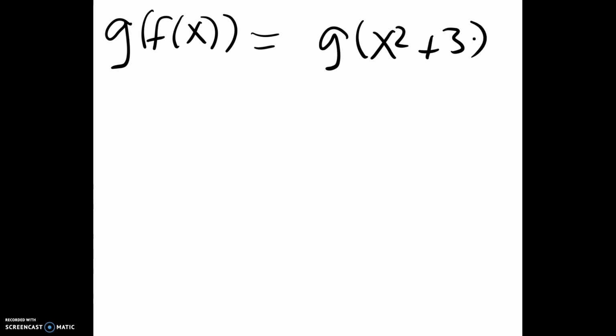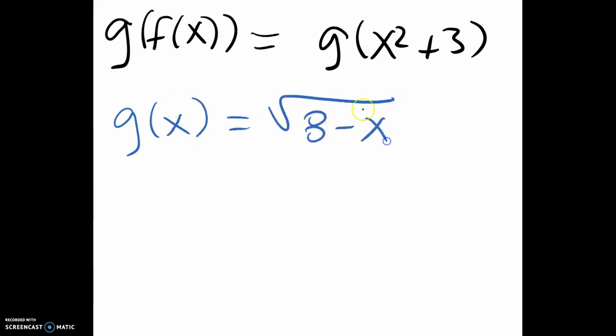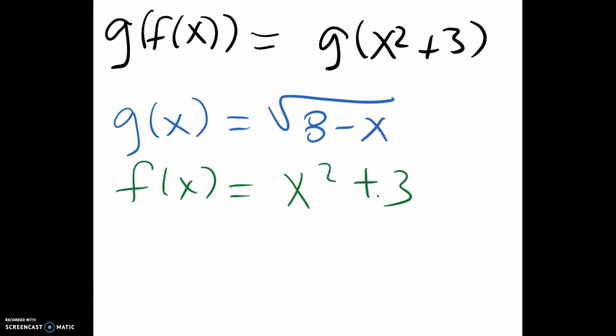So I'm going to rewrite what g and f were on the screen just to refresh our memories. I'll try to use different colors. So g of x was equal to the square root of 8 minus x, and f of x equaled x squared plus 3. So when we found g of f of x, we're taking the x squared plus 3, and we're substituting it into g in the place of the x that we see.